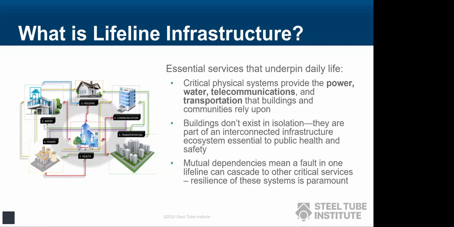This chart shows you how communities must connect with power, water, housing, communication, transportation, and healthcare. And all buildings and communities critically rely on these elements to successfully make it through their life structure and any kind of disaster. So mutual dependencies mean a fault in one lifeline can cascade to other services. And when designing for more durable lifeline infrastructure, resilience of these systems becomes paramount. We're going to continue to have more disasters, but we've got to really think about this to have quicker, faster recovery and get back on our feet.